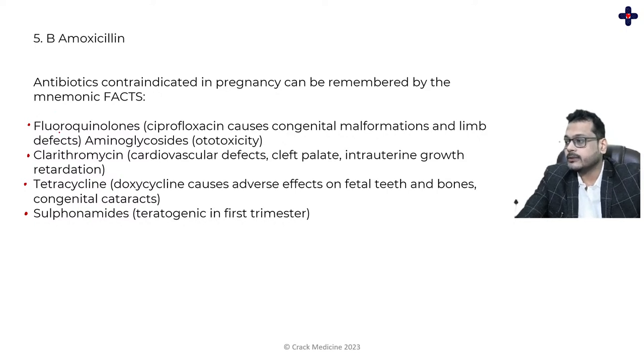So the first one that comes here is clarithromycin. We were talking about it. What does it do? It causes cardiovascular developmental defects. Basically, all of the drugs that are contraindicated in pregnancy will cause some or the other sort of developmental defects. What? You have to remember. How? I will tell you how. Right? So clarithromycin, not only does it cause cleft palate and IUGR, it also causes cardiovascular developmental defects.